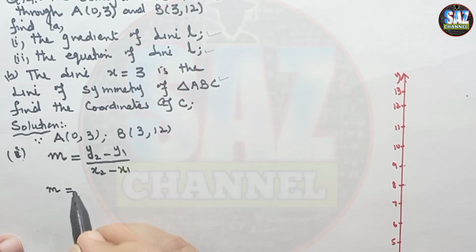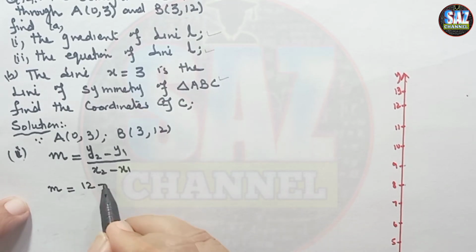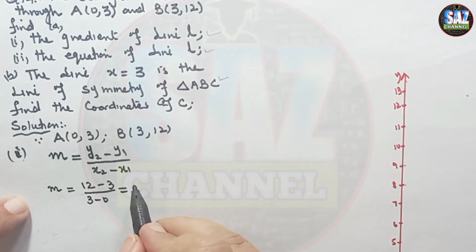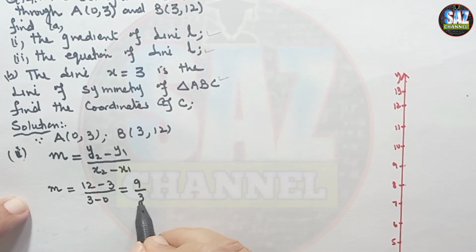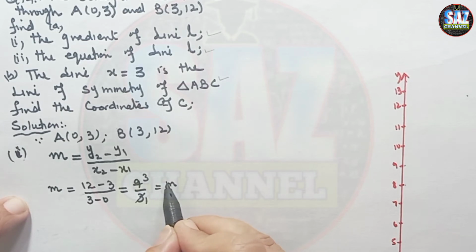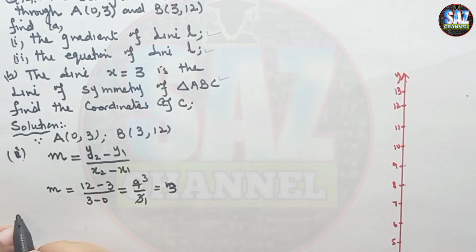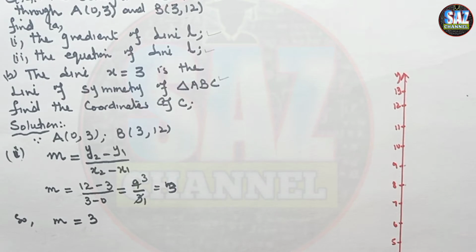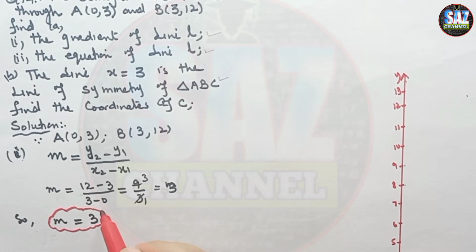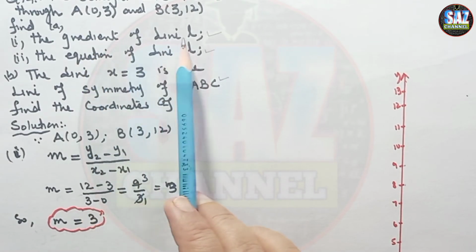m equals to 12 minus 3 upon 3 minus 0, and that will give me 12 minus 3 is 9 upon 3, and 3 threes are 9. So m equals to 3, which is the gradient of this line. First let me complete the calculation. I'm going slow in these lessons because these lessons are one of the important parts of the CA examination, so that my students can understand these lessons easily. The first requirement is done, that I have calculated the gradient of the line L.